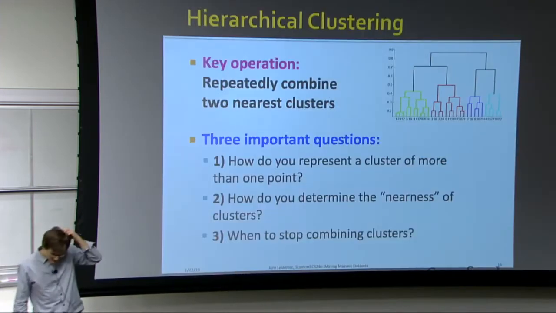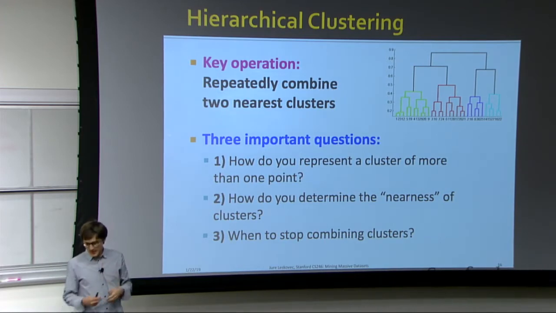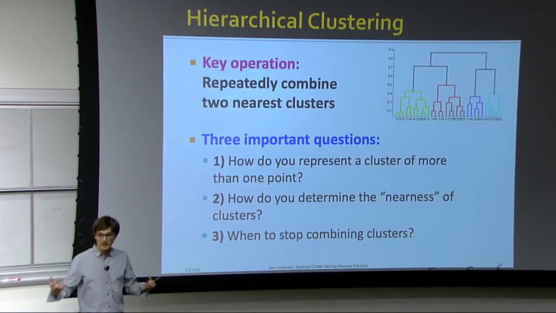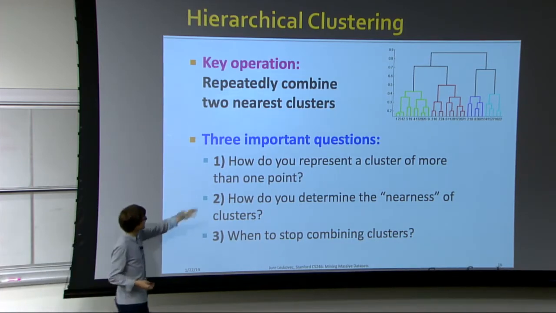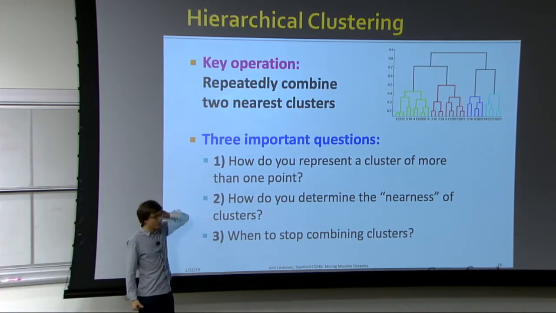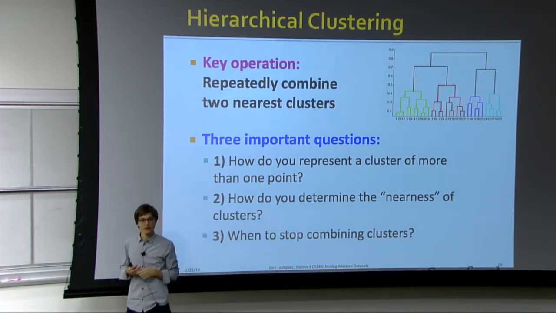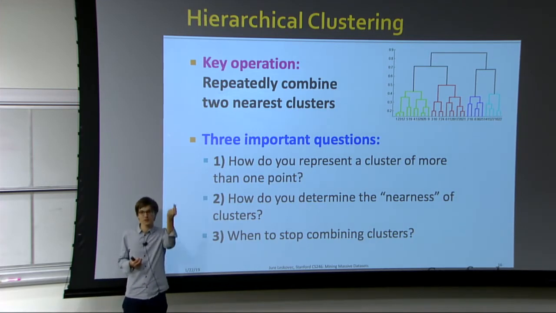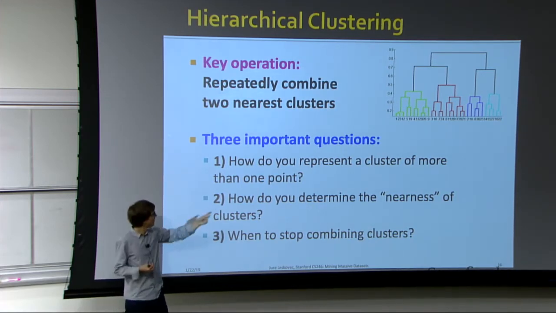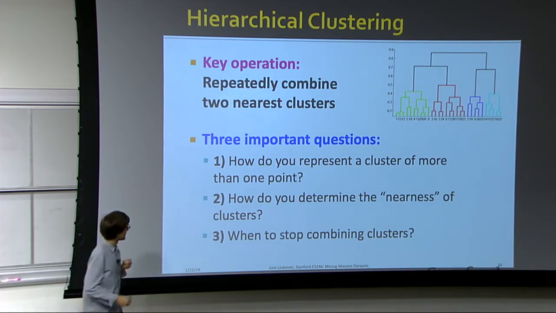Okay? So what is the key operation of hierarchical clustering? It's basically that we want to repeatedly combine two nearest clusters. That's the idea. So what are the three questions we have to answer? We have to say, how do we represent a cluster of more than one point? Because if a cluster has only one point, then that point represents the cluster. That's easy. But what if I have a cluster of 5 points? How do I represent the cluster, right?